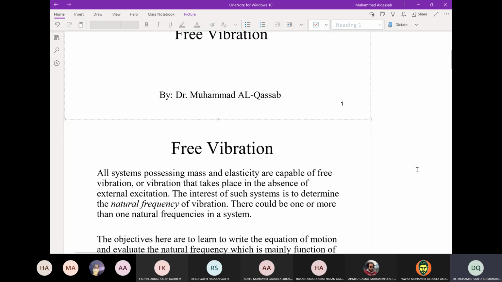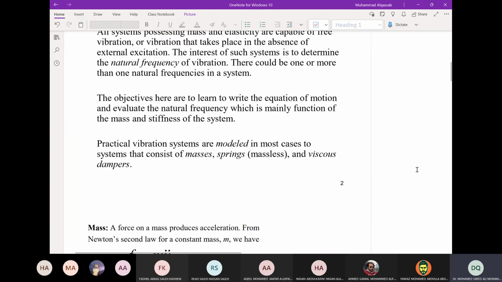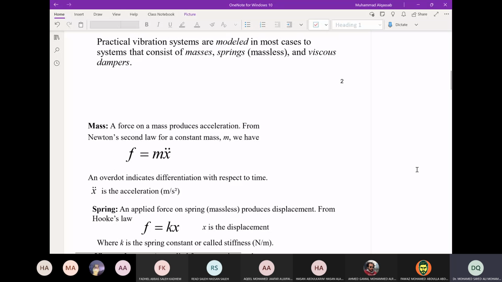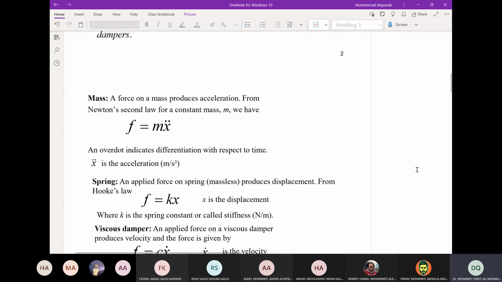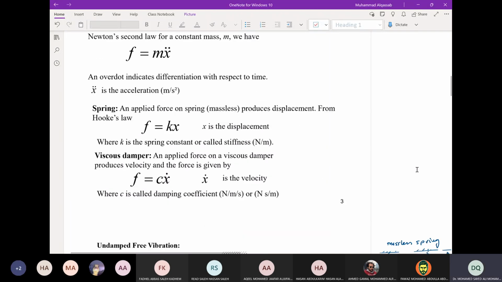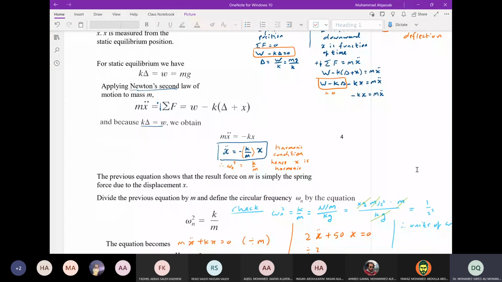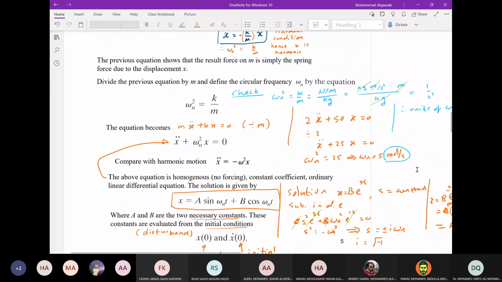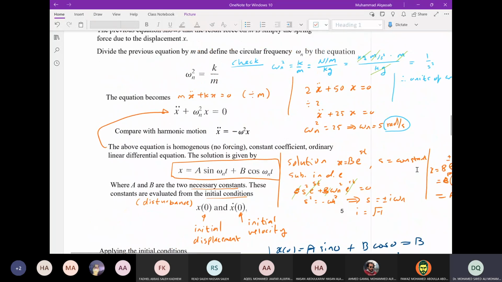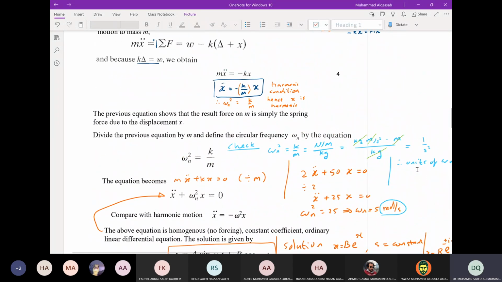Okay, so this chapter is about free vibration, and we will be finding the natural frequency in this free vibration, as well as the amplitude of vibration. So we started with the undamped system, and then we derived the equation of motion.